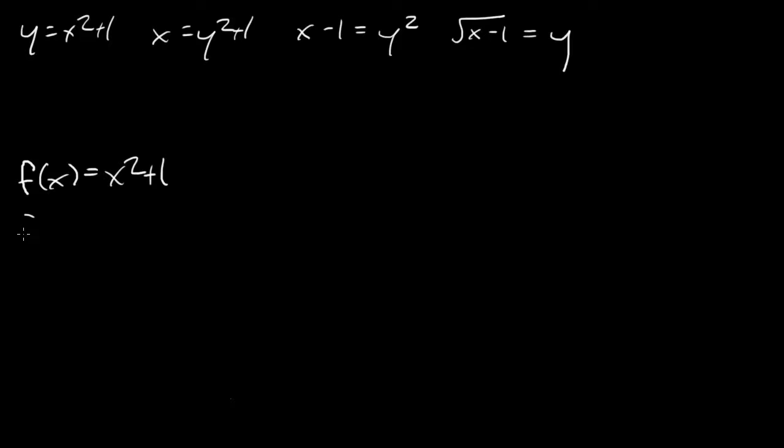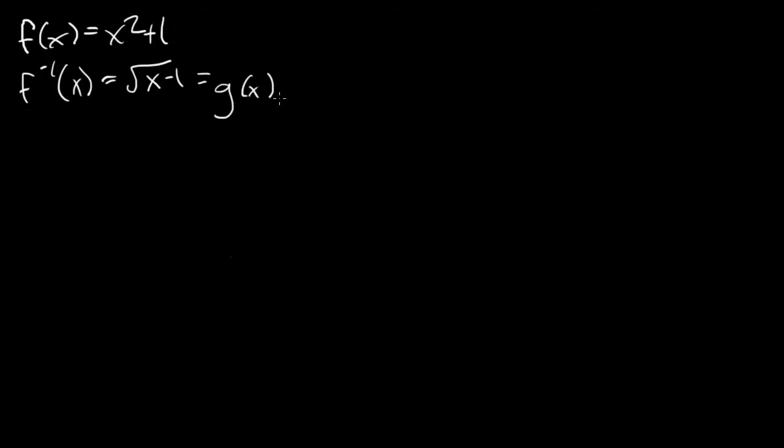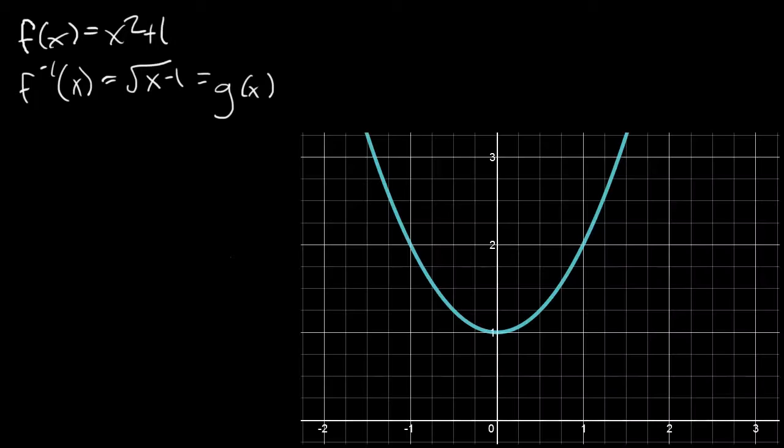So now we have f minus 1 of x, the inverse of f of x, equals the square root of x minus 1. For convenience, I'm going to write that also as g of x, because g of x is easier to write and easier to read than f minus 1 of x. Here's a graph of it. Let's see what it looks like. There we go. Familiar parabola. You've probably seen something like this many times before.